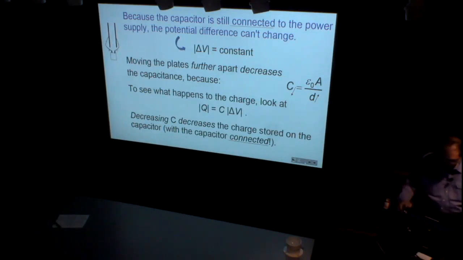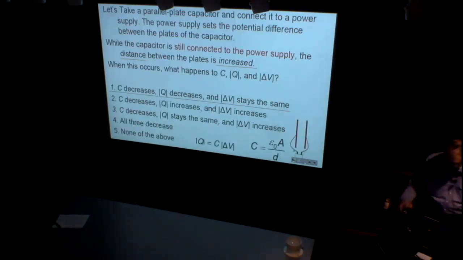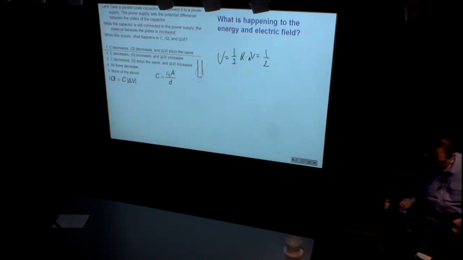So this slide tells exactly what I said. And it's not a question, but let's say we want to go further. Energy. For the energy, we have 3 possible equations. 1/2 Q times delta V. 1/2 C times delta V squared. 1/2 Q squared over C.